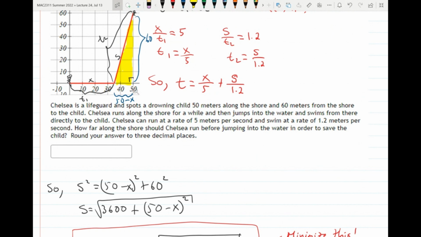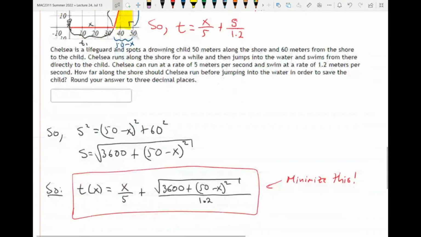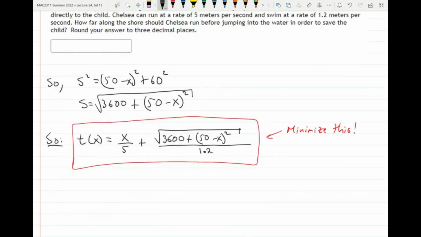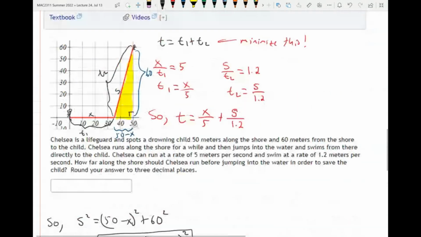So now we have a closed interval to work with, but we need to allow 0. So notice that here x is between 0 and 50. X equals 0 will mean that you jump into the water right away, not running. And x equals 50 means that you run as much as you can, and then when you have no other choice, you jump into the water.